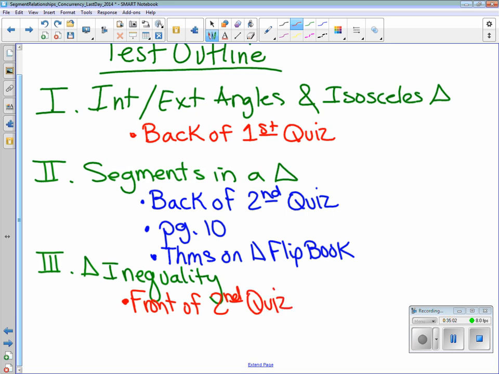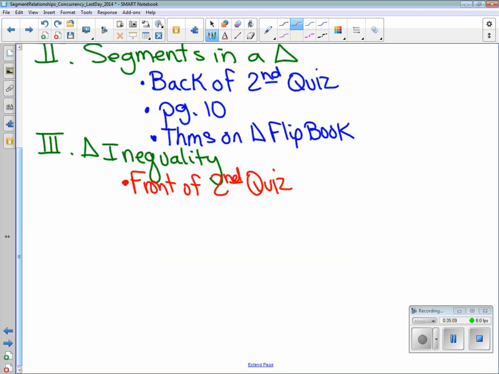Okay. Triangle inequality. Let's look at some. What angles are across? Can you order the angles from smallest to largest? Can you order the sides from smallest to largest? What angle is across from the largest side? That kind of stuff. Can you give me a range of the third side?